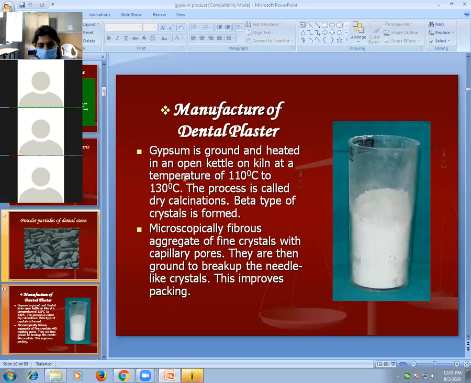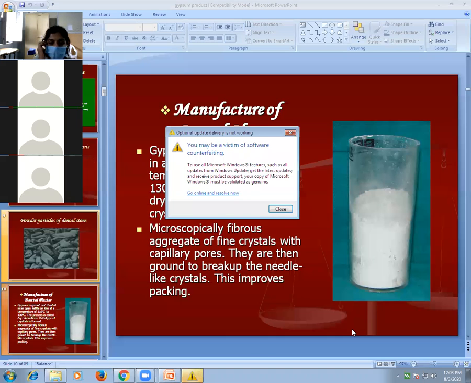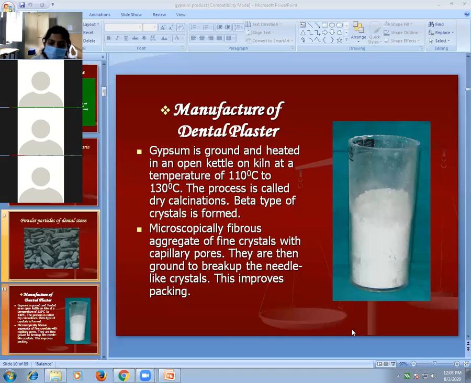So, manufacturing of dental plaster. Gypsum is ground and heated in an open kettle at a temperature of 110 to 130 degrees Celsius. So the process is called dry calcination, and the crystals are formed by this process.